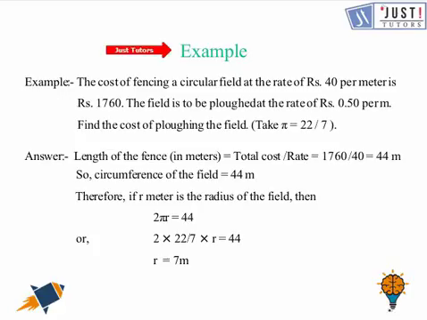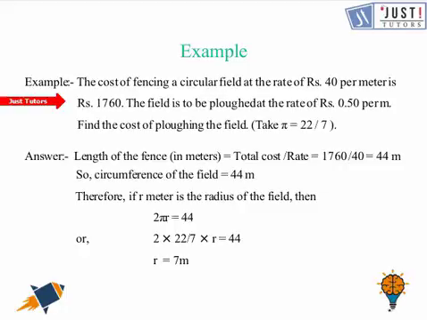Now let's look at one example. Let's read the question here. If you want, you can pause the video to try this question and then we can discuss it together. In this question, the cost of fencing a circular field at a rate of rupees 40 per meter is 1,760. So we are given the total cost of fencing and the cost of fencing per meter.